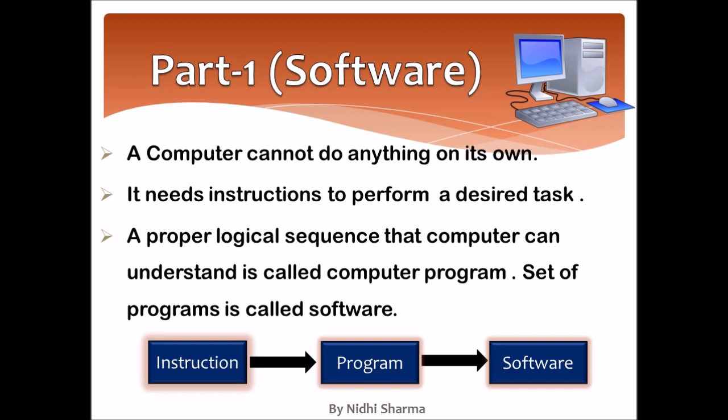A computer cannot do anything on its own. It always needs instructions to perform a task. A proper logical sequence that computers can understand is called a computer program, and a set of programs is called software. A computer without instructions is just like a car without a driver. A set of instructions which performs a specific task is called a program, and a set of programs is known as software. So this is the introduction of software.